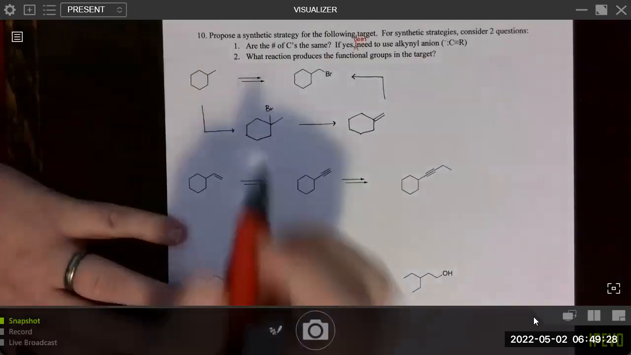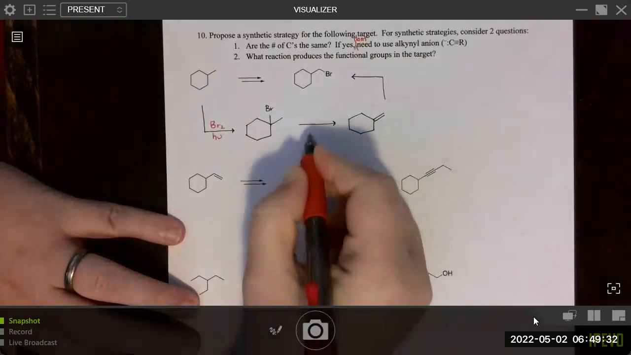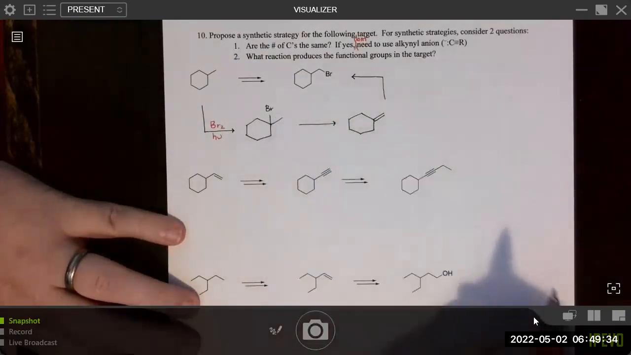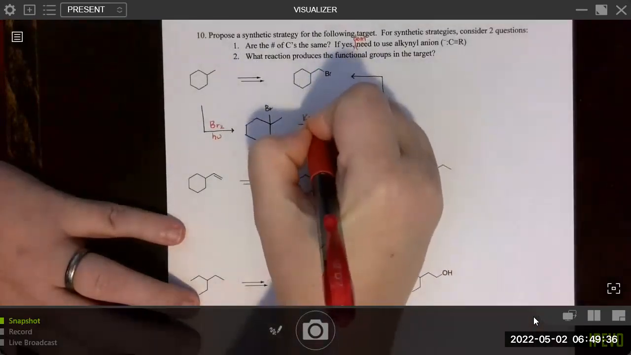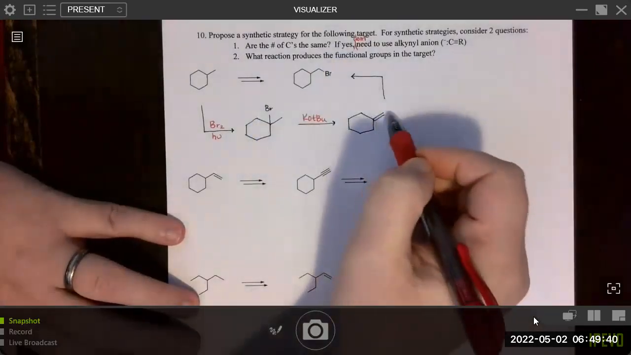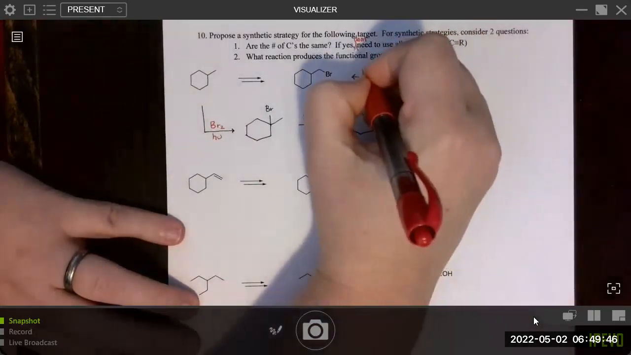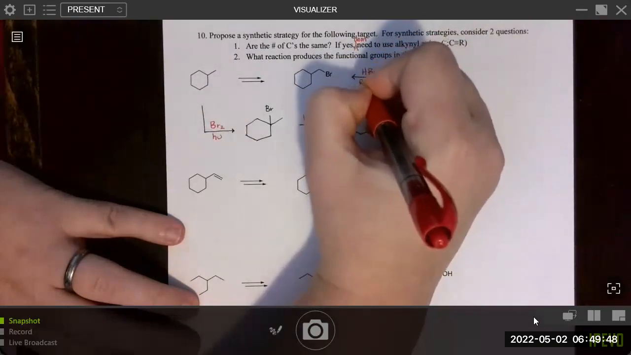So radical halogenation, then we go to an alkene. This is a Hofmann elimination, so we need the bulky base. And then we want to add in H and Br across the double bond, and we want it to go anti-Markovnikov. We're going to do HBr with peroxide.